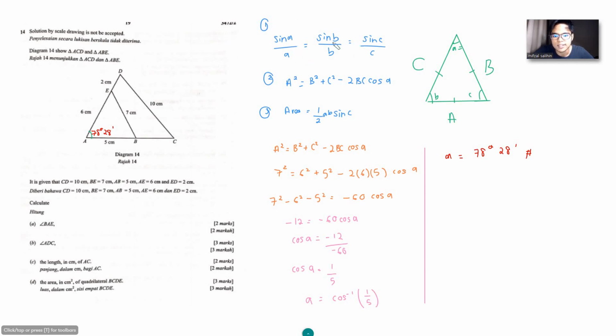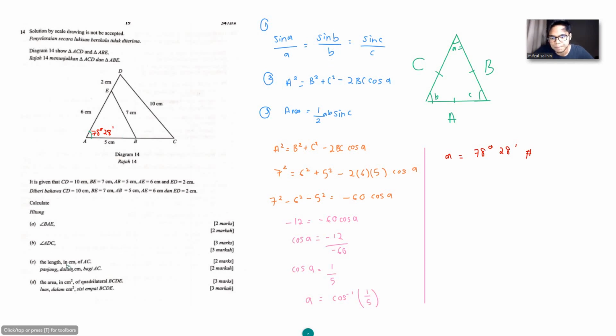Sin A over A is equivalent to sin B over B. This formula is the easiest formula. You just plug in everything and then you can find whatever you want to find. So let's say if you want to find sin B, then you need to know the value of sin A and B. So let's say you want to find the value of A over here, meaning the length. So you need to know sin A, sin B, and B to solve the problem.